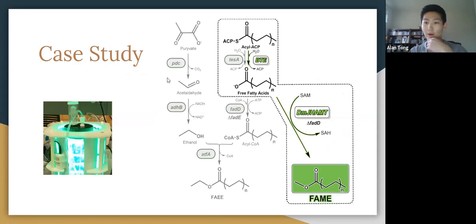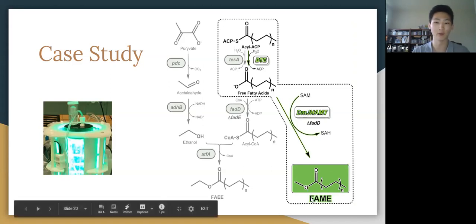And if any of you are currently Stanford students or Stanford undergraduates, we have a project going on. I'm currently heading this project where we're trying to crystallize this protein right here, DMJ-HAMT. This protein is an enzyme that converts fatty acids into fatty acid methyl esters, FAMEs. And FAMEs can be used as biofuels. You can make this in bacteria. You can basically have a flask of bacteria, have them make these fatty acids, have them express DMJ-HAMT, and they make biofuels for you.